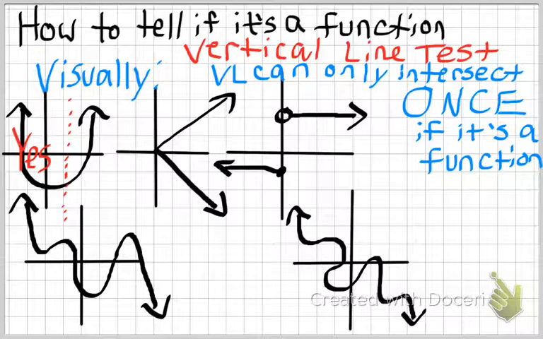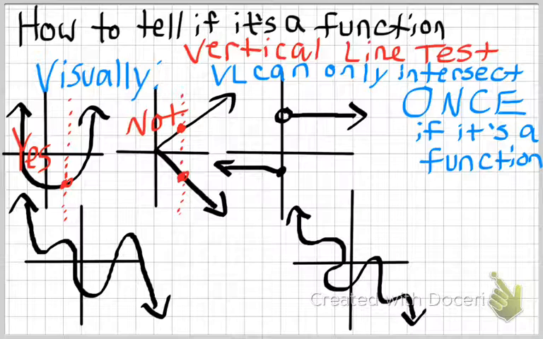Now, let's look at the one right next to it. If we were to imagine a vertical line going down here, you'll notice that vertical line crossed here and it crossed here. In our last example, it only crossed in one spot. But in this one, it crosses in two spots. So because of that, this one is not a function. It would just be a relation. And we know that because the vertical line crosses the graph more than once.